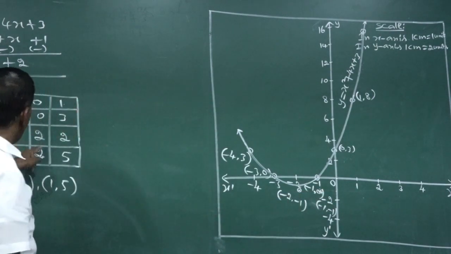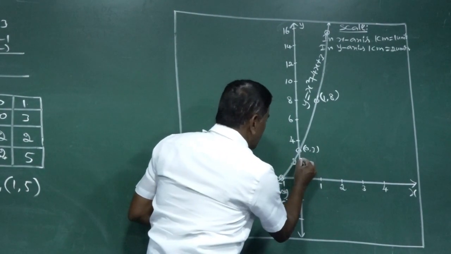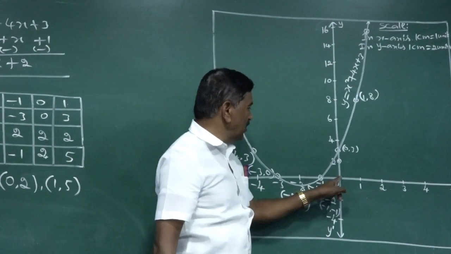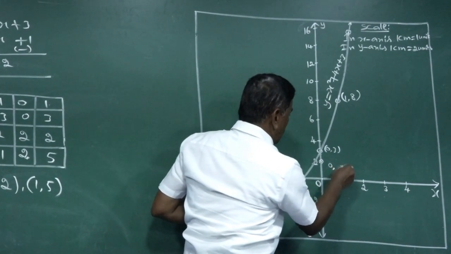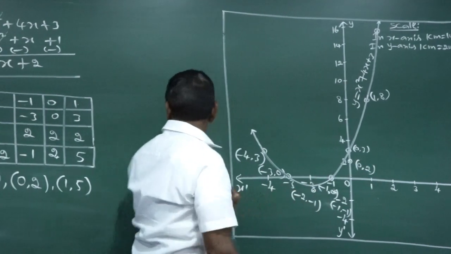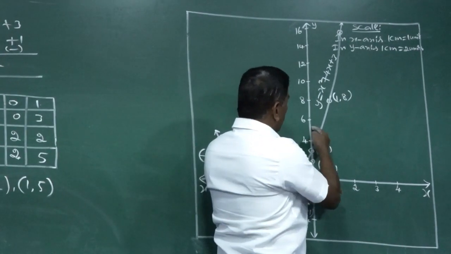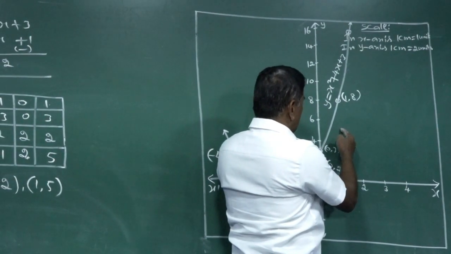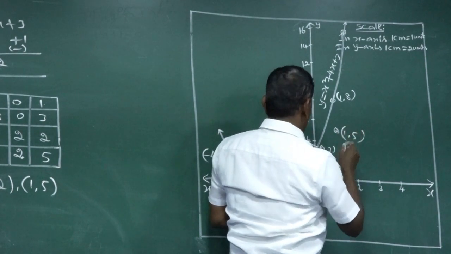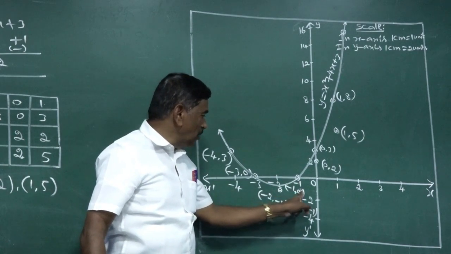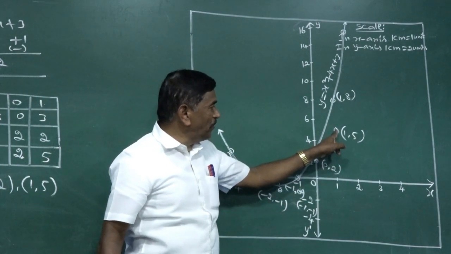Next one, 0 comma 2. 0 in x-axis and 2 in y-axis. So this point, 2 in y-axis, that is 0 in x-axis, 2 in y-axis, which is 0 comma 2. Next, 1 comma 5. 1 in x-axis and 5 in y-axis. Suppose this point is 1 comma 5. Now listen again: minus 1 comma minus 1, 0 comma 2, and 1 comma 5.